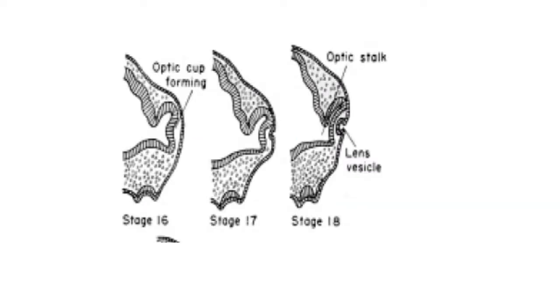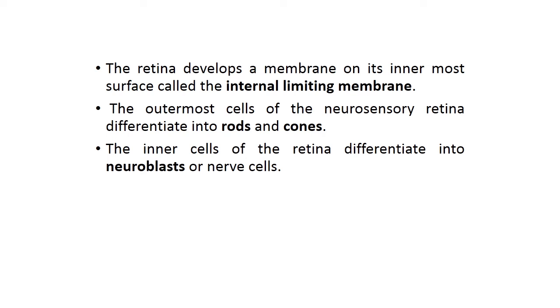So this is how the optic cup is developed. It invaginates in and forms a double layered structure with a retina and a pigmented cell layer. Then you have the pupil, and on the sides you have the iris. An optic stalk is also present. The retina develops a membrane on its innermost surface called the internal limiting membrane, whereas the outermost layer of the retina differentiates into rods and cones, and the inner cells differentiate into neuroblasts or nerve cells.